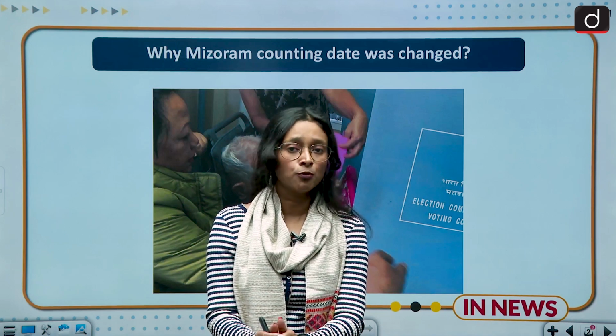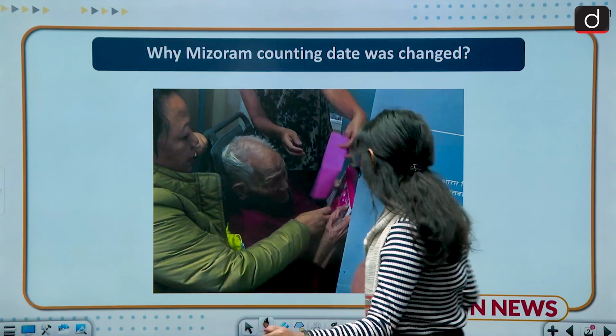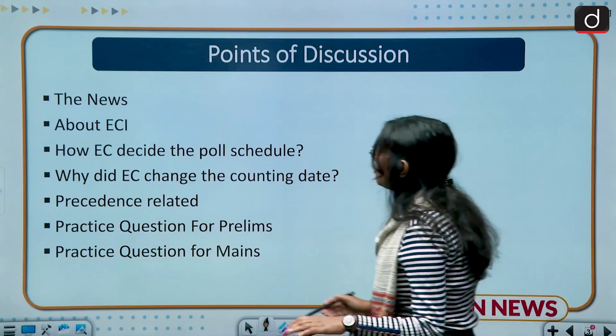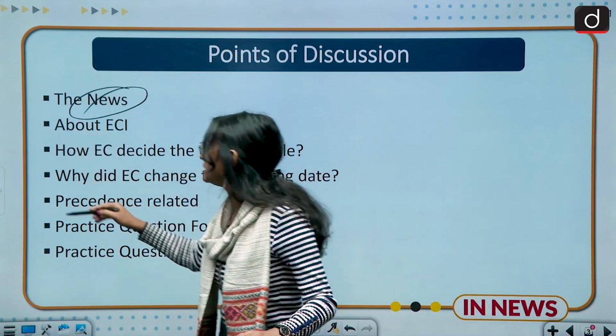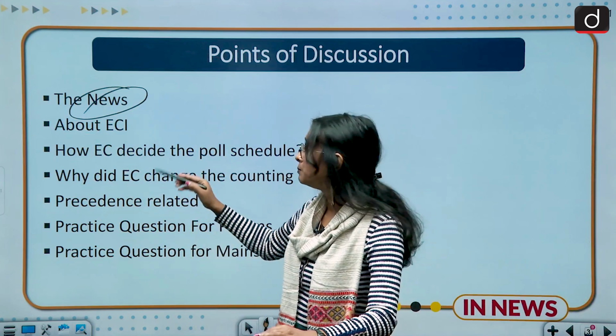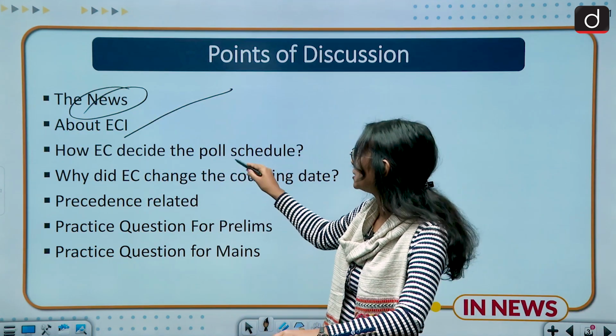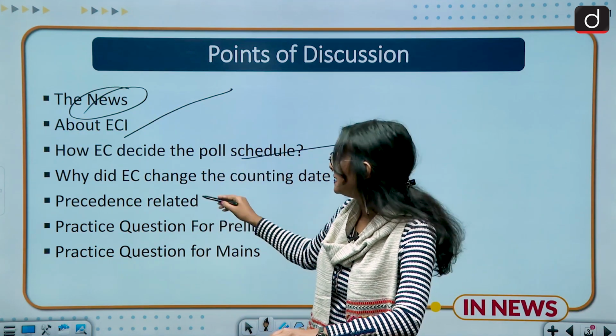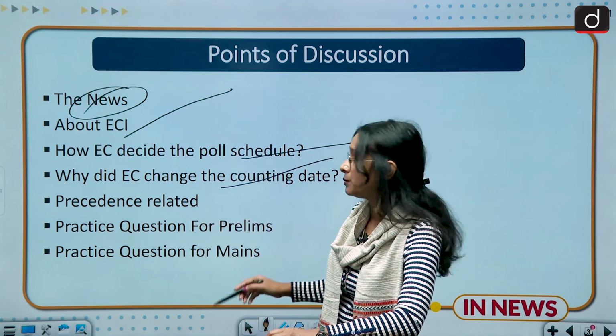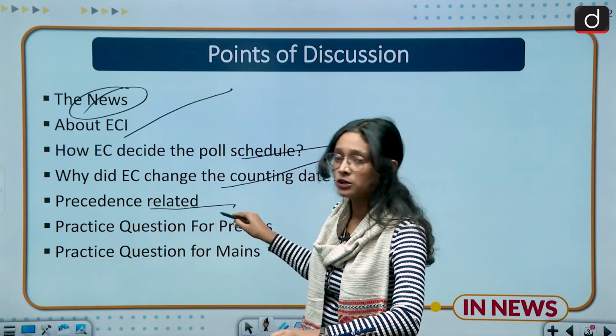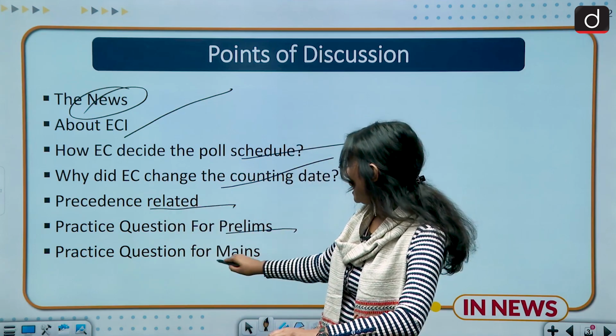So moving to the points of discussion. First of all, we are going to discuss the news, and then a brief intro of the Election Commission of India, then how the EC decides the poll schedule, why the EC changed the counting date of Mizoram, what the precedents related to it are, and practice questions for prelims and mains.